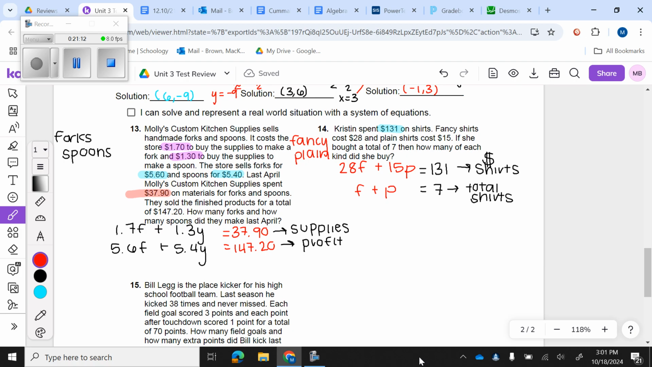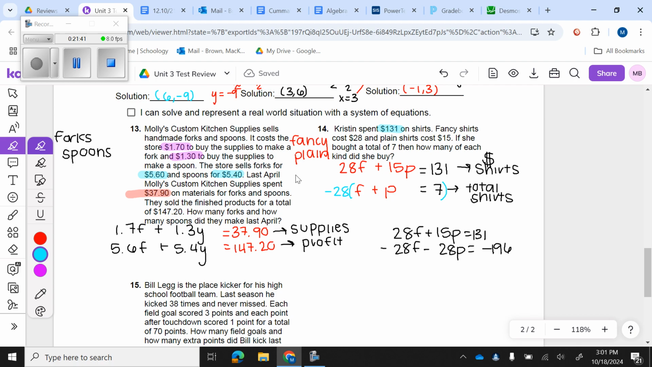Okay? Now I'm going to come in here and actually solve this. This is set up for me to do elimination. But I don't have anything with the same coefficients but opposite signs. But I know I can multiply this bottom equation by negative 28, and then I'll be good to go. So I'm going to have a negative 28F minus 28P equals, I got to do 7 times negative 28. I'm going to get negative 196.